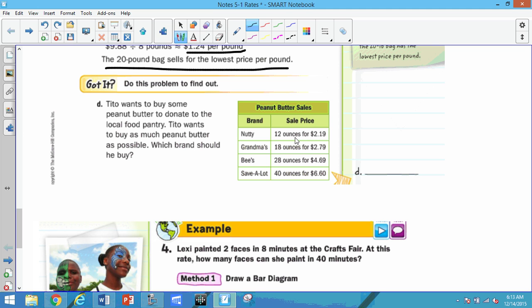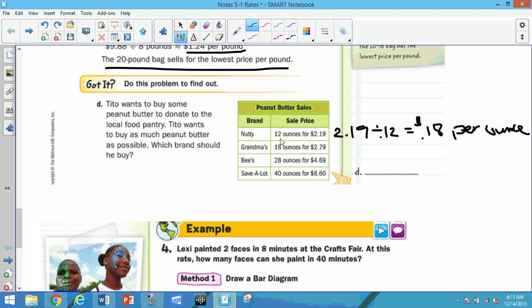So the Nutty brand is 12 ounces for $2.19. So that's $2.19 divided by 12. And that's what I want to see for your work. So I know what you're dividing, okay? And then if you do that, 219 divided by 12, you get an answer of 0.18 rounded, so 18 cents. Okay? And then you have to label that. So that's 18 cents per ounce.